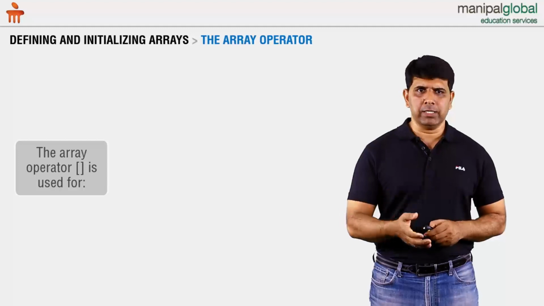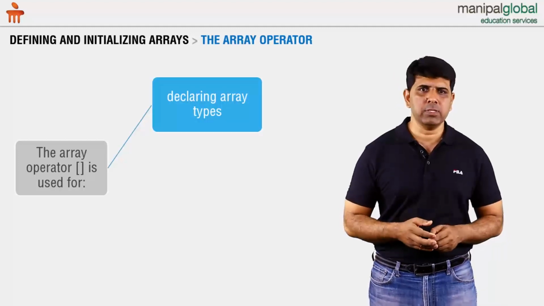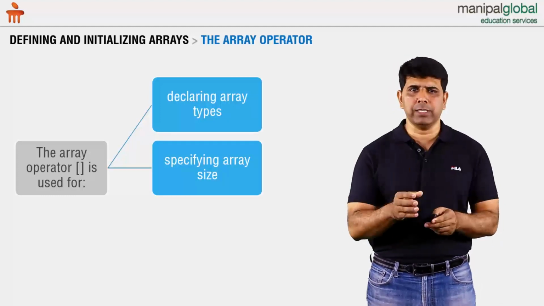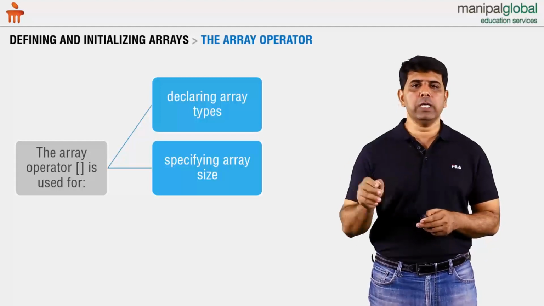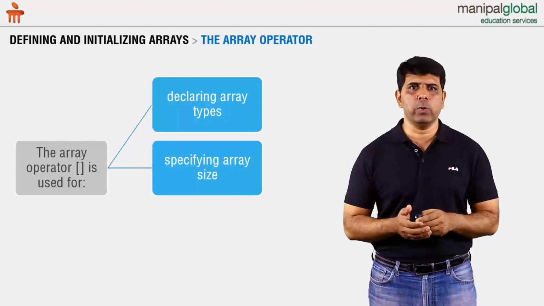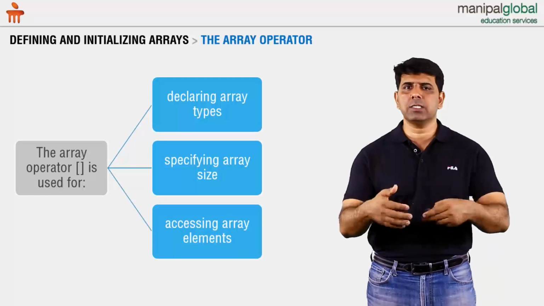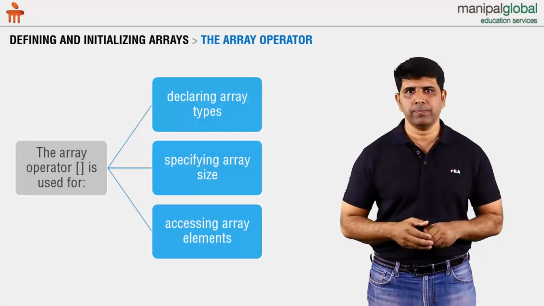Now the array operator, the square bracket, can be used for declaring the array types, and can be used for initializing the value, like for example I want 10 integers, so I can say new int of 10, so the square bracket is used over there again. It can also be used for accessing an individual element, so it is considered an array operator.